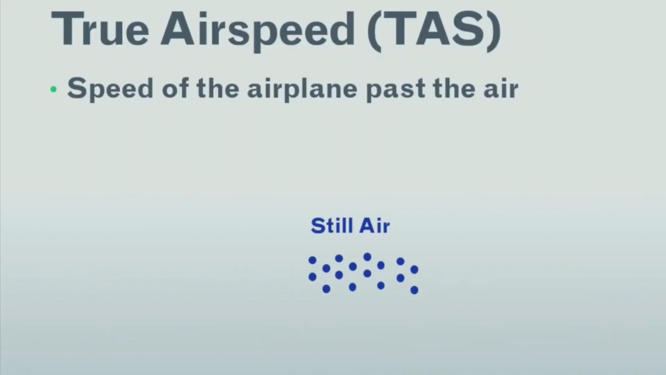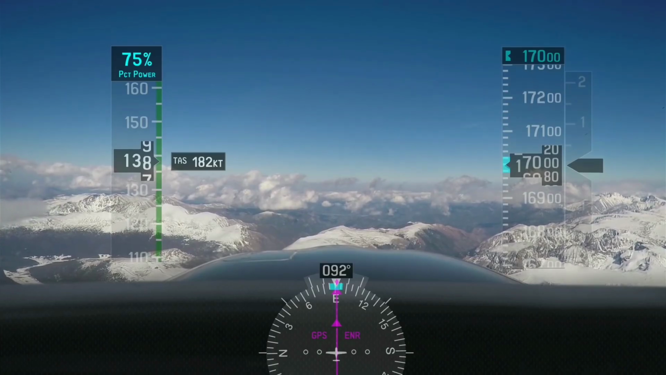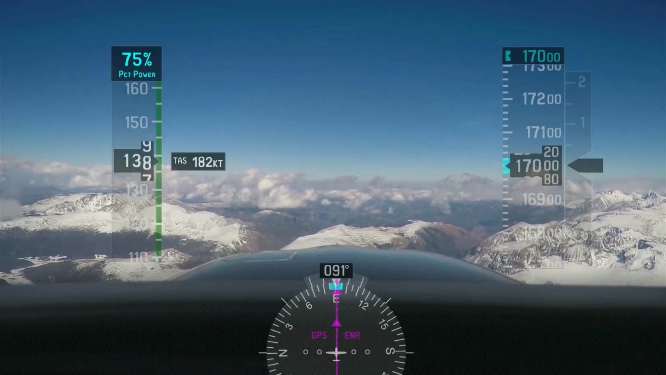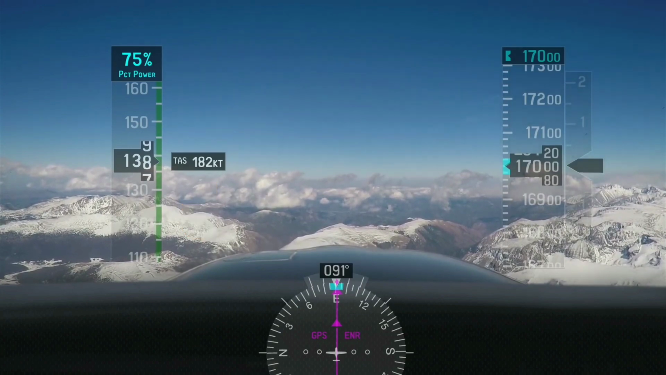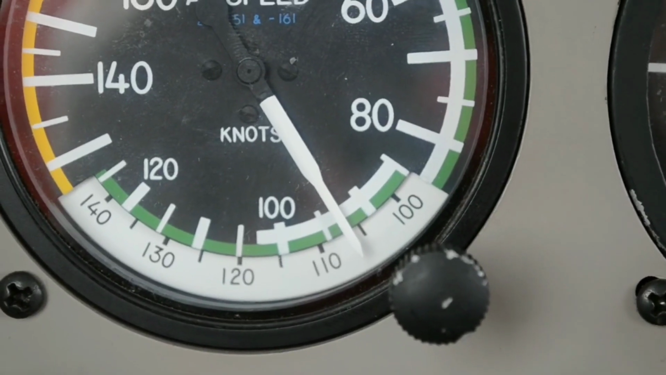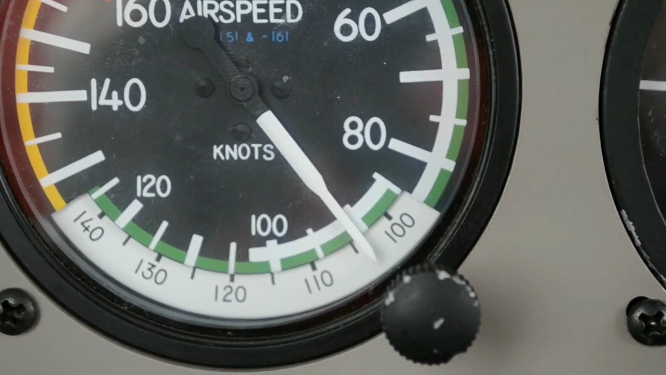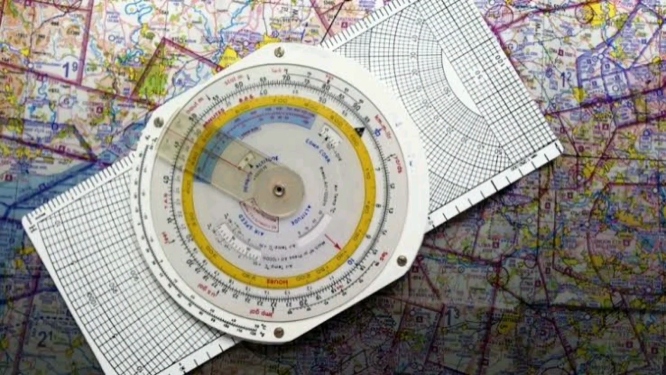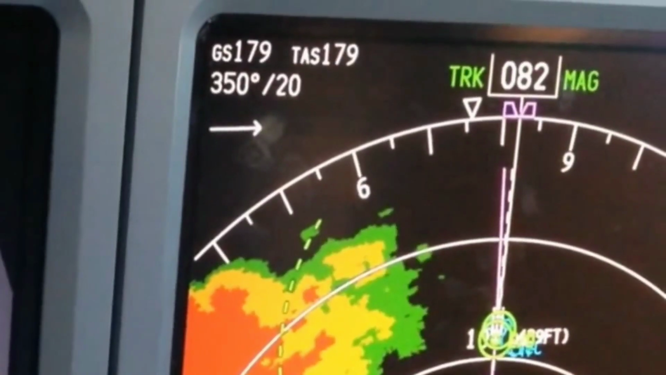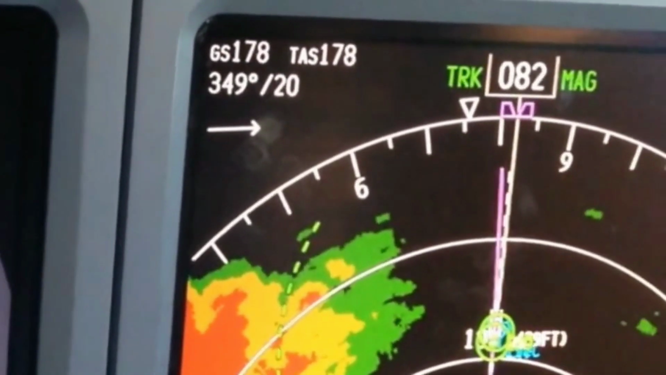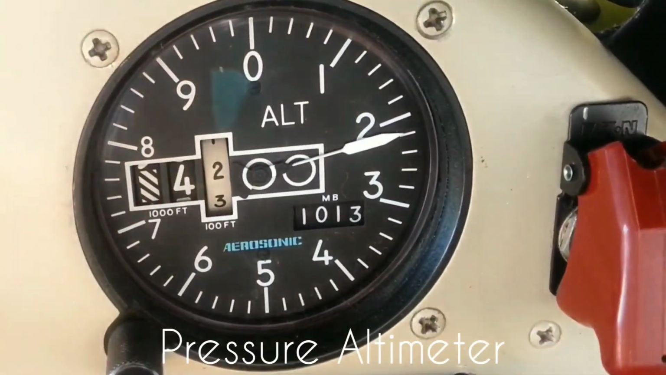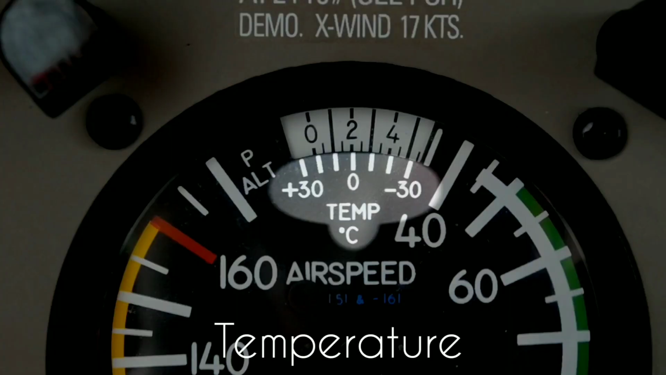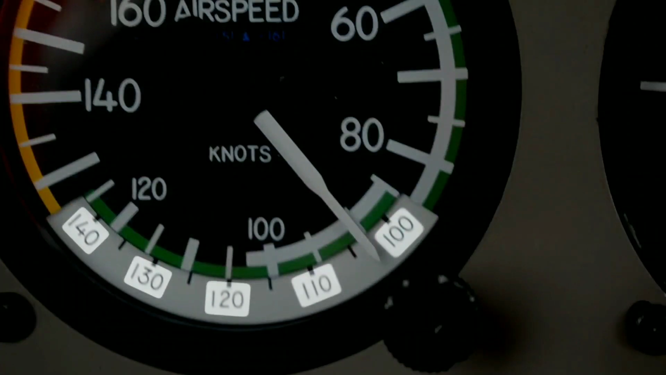True airspeed is the airspeed of an aircraft relative to undisturbed air. Modern aircraft installed with a glass panel can calculate true airspeed automatically. For older aircraft, CRP5 is used for calculating true airspeed. For calculating true airspeed, we need the reading of the pressure altimeter, temperature, and indicated airspeed of an aircraft.